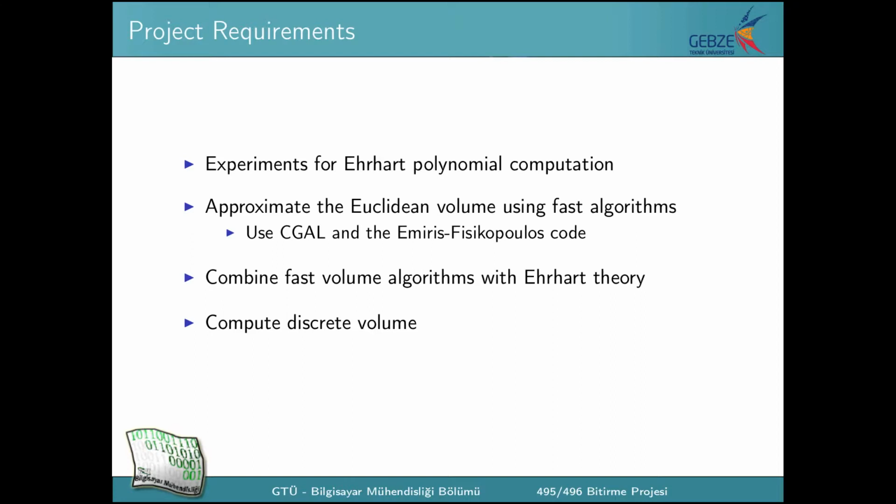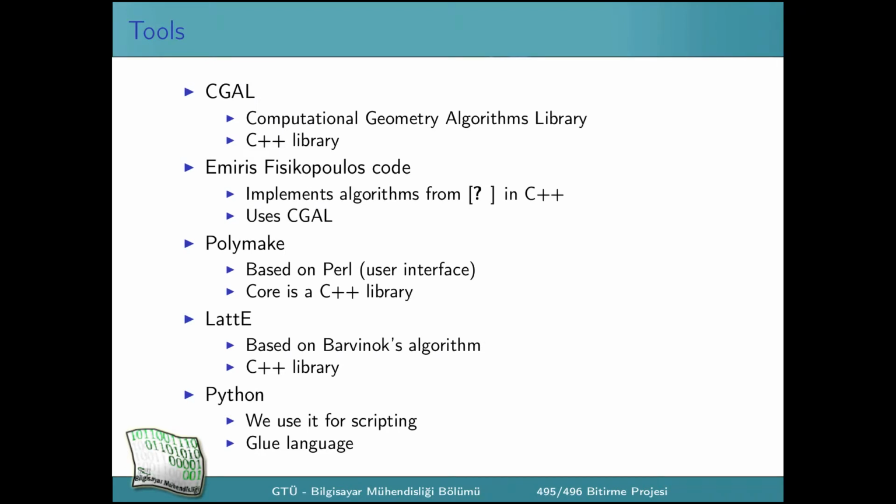For realizing the project, the shown requirements should be done. Those are experiments for Ehrhart polynomial computation, approximating Euclidean volume using fast algorithms, combining the fast volume algorithm with Ehrhart theory, and then finally computing the discrete volume. Tools of the project are Seagull, Emre's volume approximation code, Polymake, LattE, and Python.